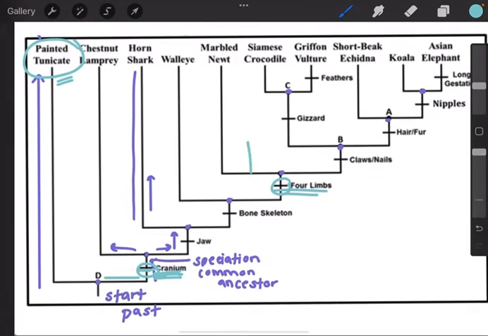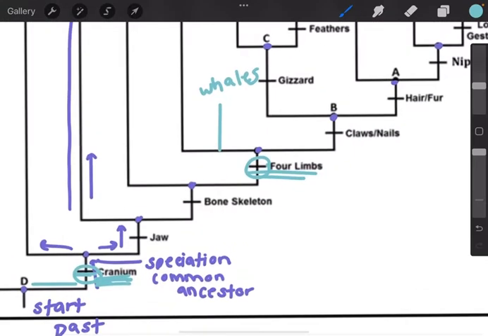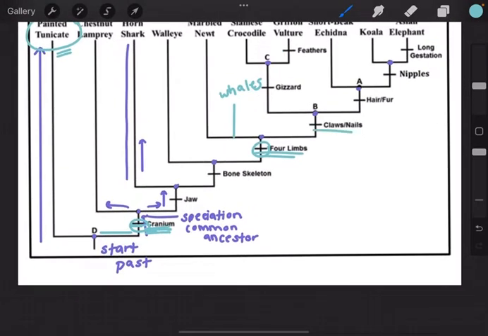I'm not saying that any of these are related, but if we wanted to put whales here, let's just put whales. Even though they don't have 4 limbs now, they came about after 4 limbs became a thing, essentially. Okay? So that's what all of these things are.